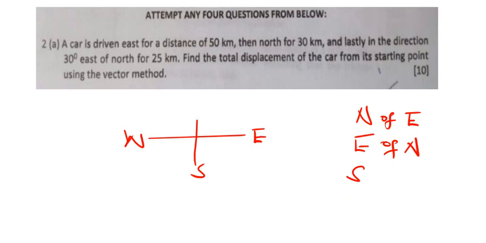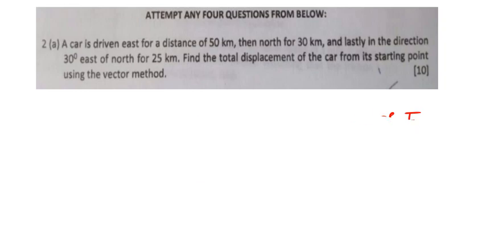Now that you've understood that, how are we now going to solve the first question? We're trying to find the total displacement of the car from its starting point using the vector method. This is vectors most of you are very much familiar with. Let's start with the first one. I'm going to call it the first leg. We are told that it moved 50 kilometers east. That was the distance that it moved.